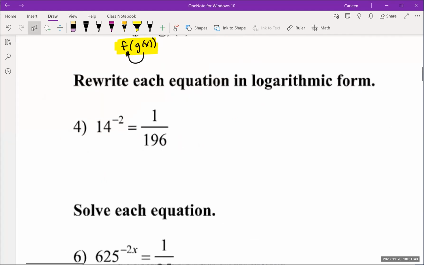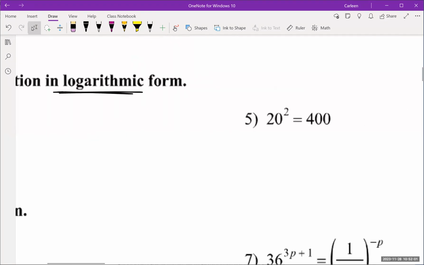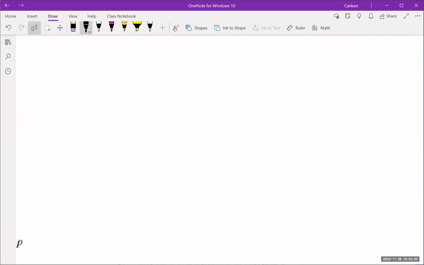Again, introducing the logarithmic function. We're going to rewrite from exponential form to logarithmic form. Why do we need a logarithm? So let's look at this.